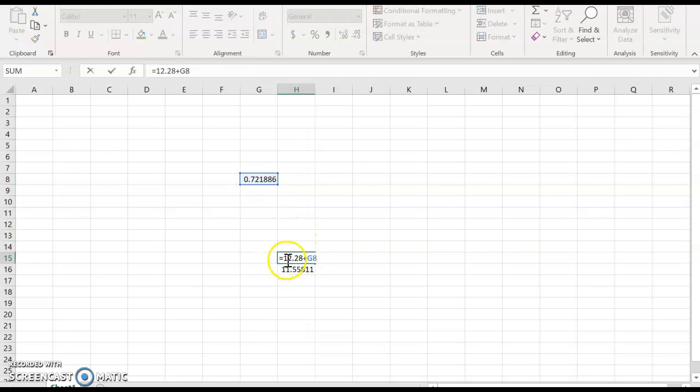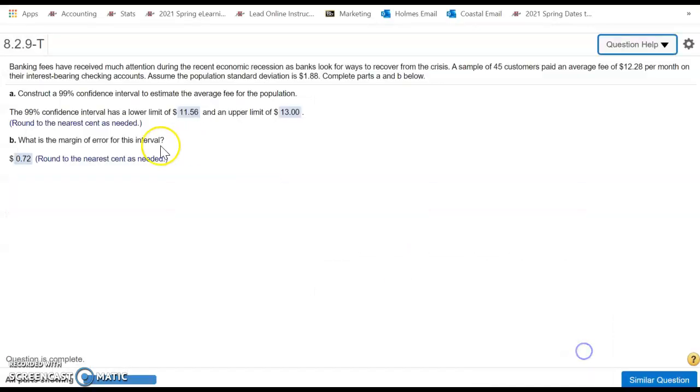So the mean was 1228. So if you do 1228 plus this number, you get 13, which if you round it would give you $13 for the upper. And then if you do 1228 minus this number, you will get 1155, and that would round up to 1156. So 1156 and $13.